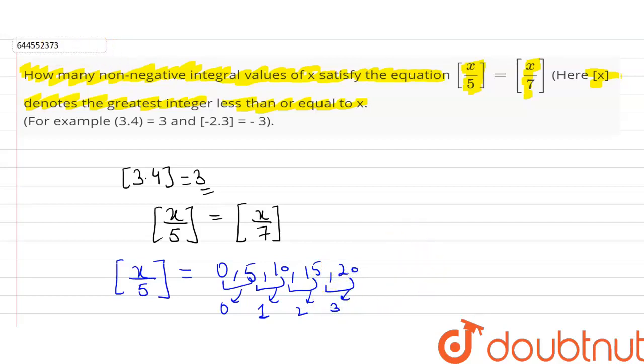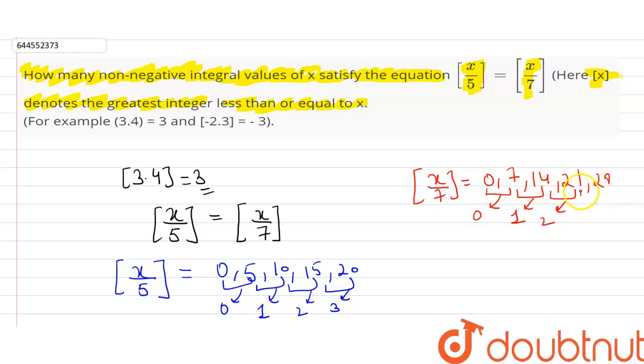And similarly for the greatest integer value of x upon 7, it has some set of values. From 0 to 7 our answer will be equal to 0. From 7 to 14 our answer will be equal to 1. From 14 to 21 the answer would be 2, and from 21 to 28 the answer will be equal to 3, and so on.